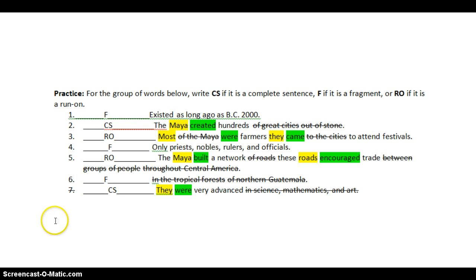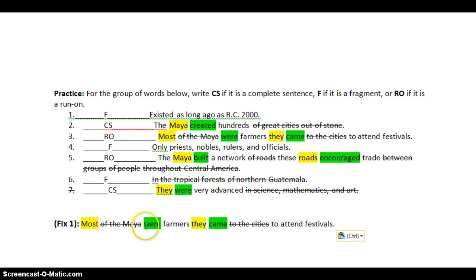All right, and just in conclusion, I'm going to pick one of these run-ons. I'm just going to pick this one. It's a little bit shorter. And I want to show you just once again how I can fix this. So we'll say fix number 1 for this run-on. Most of the Maya were farmers. Okay, here comes the second subject. The punctuation must go right there. So we will put a period, and then we would just capitalize that. And now I have 2 independent clauses joined correctly.